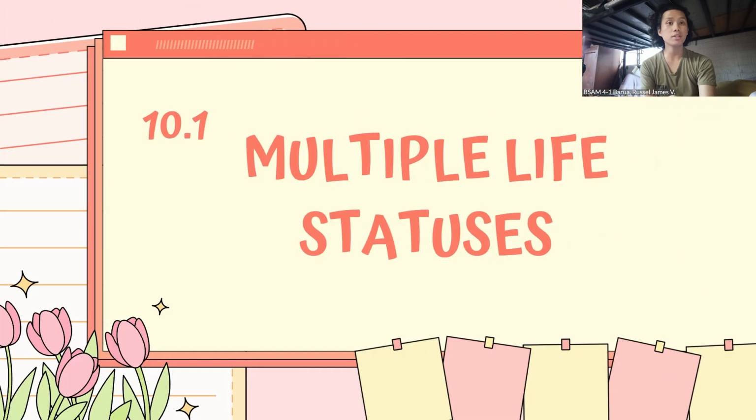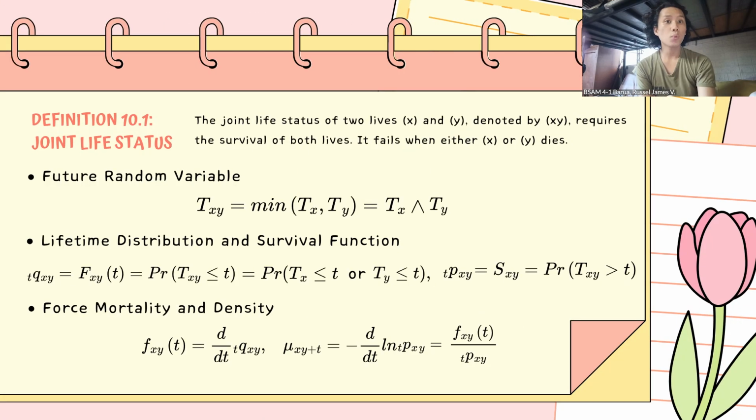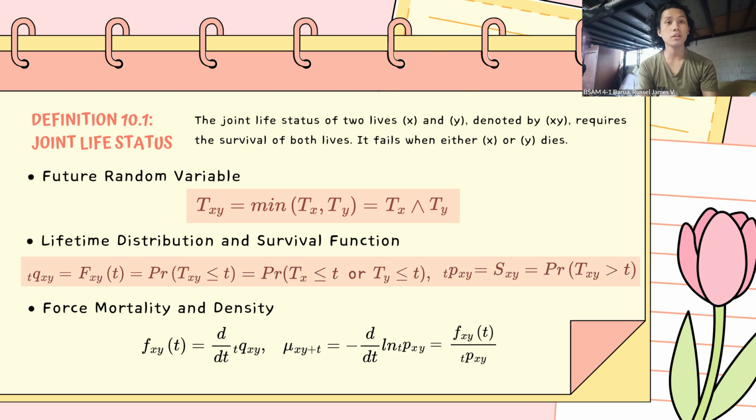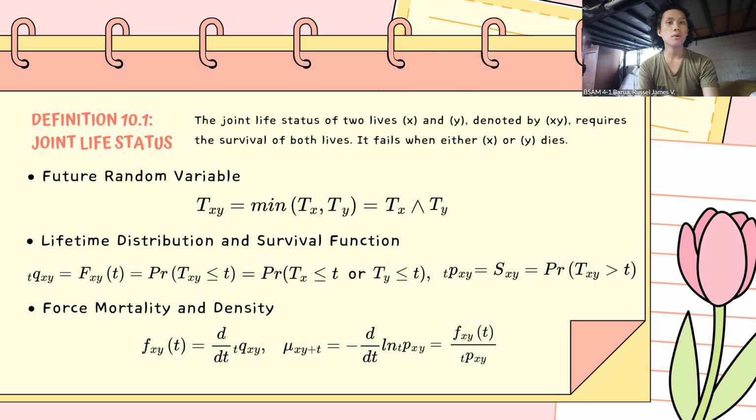So to proceed with our first death case scenario, we have joint life status. By XY, we mean two people. And their joint life status fails when one of them dies. Their future random variable, life distribution, and survival function are defined below. The life distribution gives us the probability that at least one of them dies at a specific time, and the survival function gives us the probability that both are alive after time t.